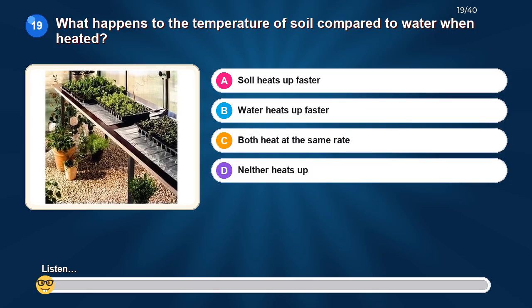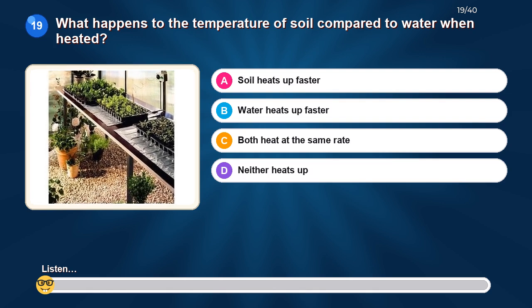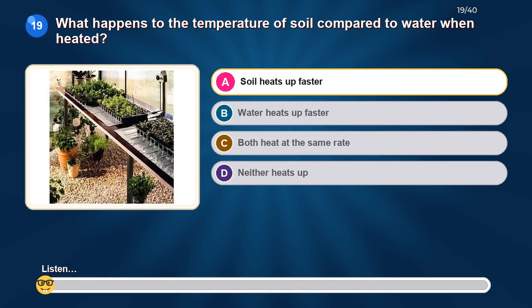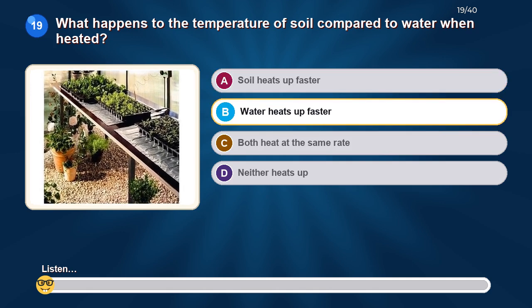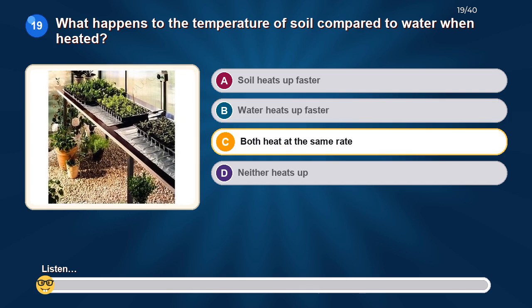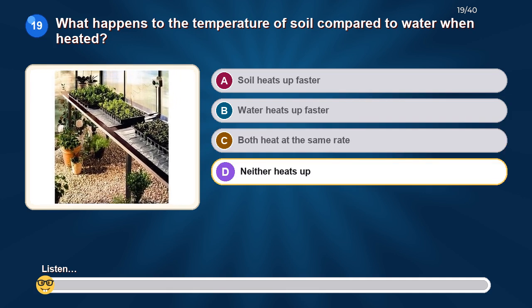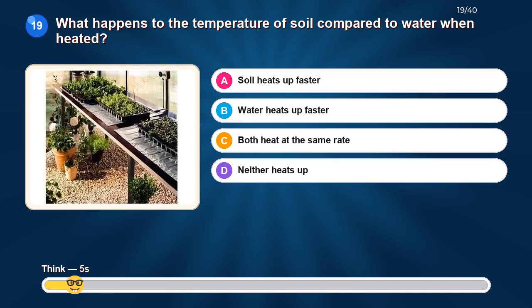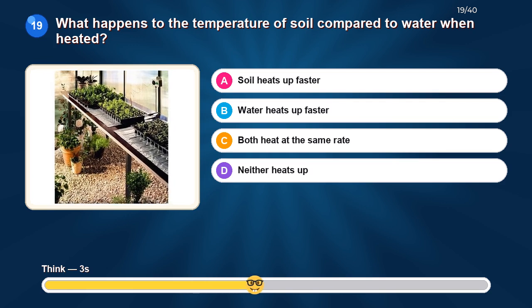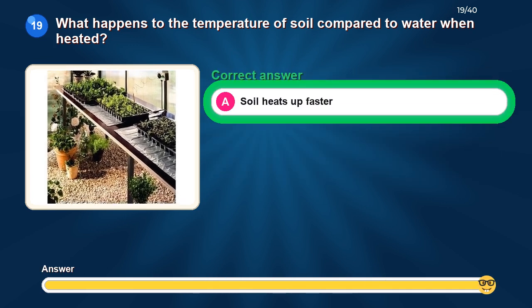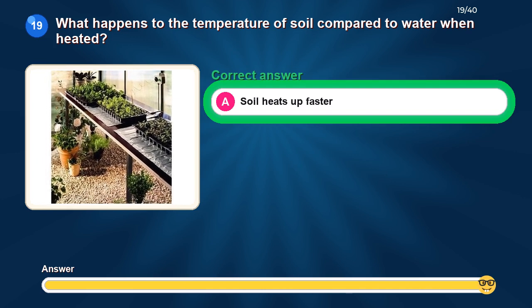What happens to the temperature of soil compared to water when heated? Option A, soil heats up faster. Option B, water heats up faster. Option C, both heat at the same rate. Option D, neither heats up. The correct answer is soil heats up faster.